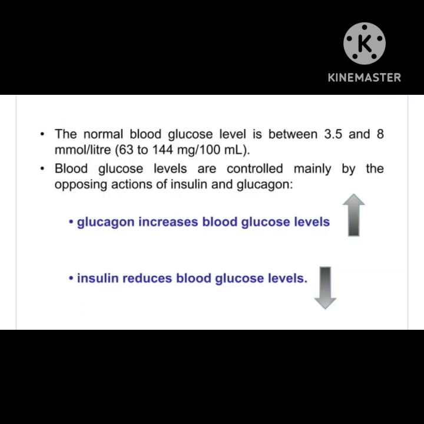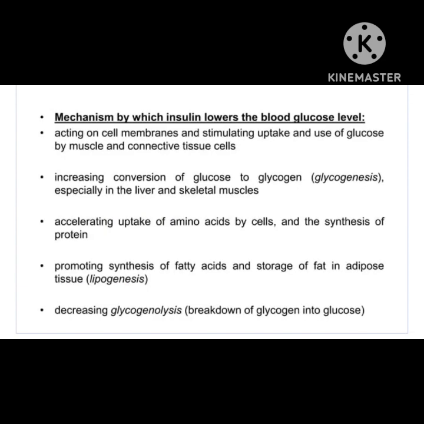You can see here the normal blood glucose level is between 3.5 and 8. Blood glucose levels are controlled mainly by the opposing actions of insulin and glucagon. Clear? So this is the composition of blood glucose level. Now next is the mechanism by which insulin lowers the blood glucose level. You can see here the mechanism: acting on the cell membrane and stimulating uptake and use of glucose by muscles and connective tissue cells. Clear? And it is the conversion of glucose to glycogen, especially in the liver and skeletal muscles.